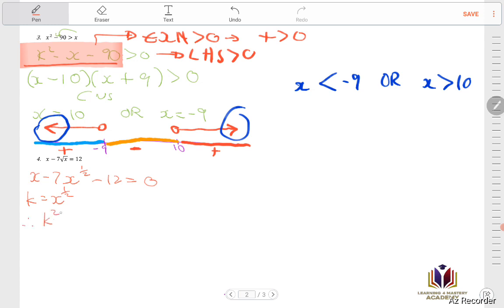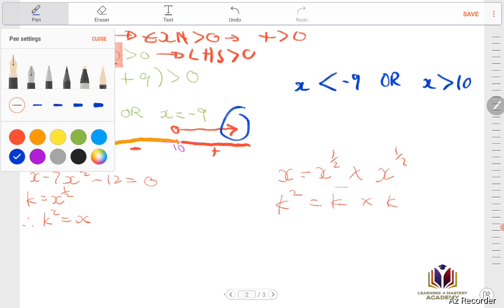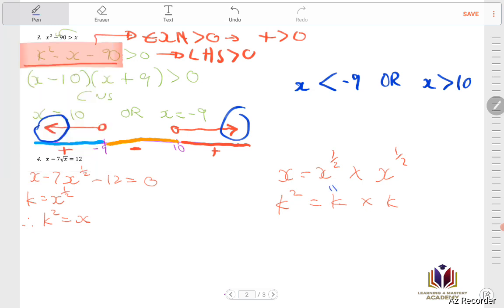Therefore, k squared is equal to x. Okay, k squared is equal to x. Why do we say k squared is equal to x? It's because x is equal to x to the power of half times x to the power of half, and k squared is equal to k times k. And remember, what did we say? We said these guys are equal. X to the power of half is equal to k, and x to the power of half is also equal to k. Meaning, multiplying these two is technically multiplying these two, which would then lead you to k squared. Okay, I hope that is crystal clear.